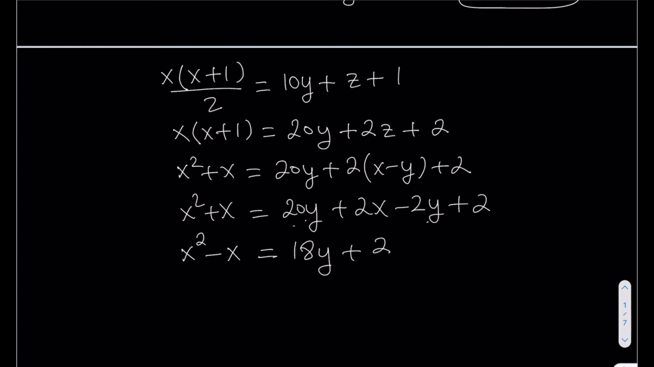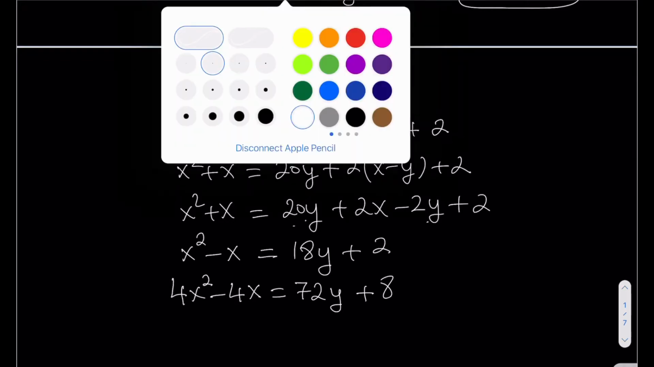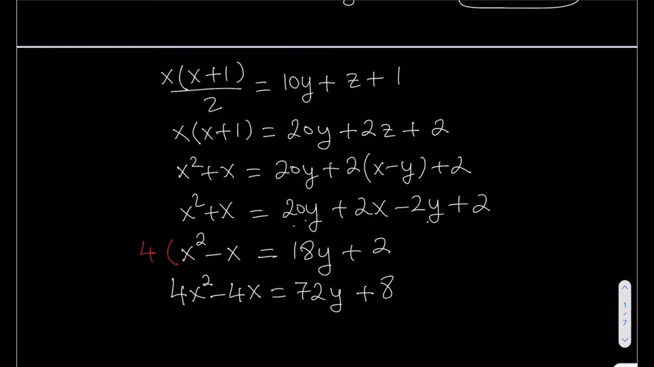Now we have a quadratic equation on the left-hand side. It's quadratic in x, but it's not helpful if it's not a perfect square. So let's multiply both sides by 4, so that we get 4x squared minus 4x is equal to 72y plus 8. What I did was multiply both sides of this equation by 4, and this one as well.